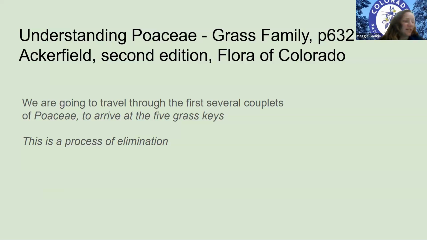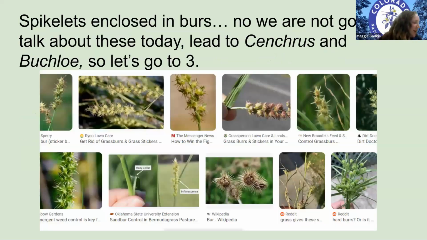If you have one, it starts on page 632. And as I noted, it's a process of elimination. So it's really not that hard to get to the family key. The first thing you're asked about is if there are spikelets enclosed in burrs or not. A dichotomous key is based on a couplet. It's like, is it this or that? And then you go to the next number, this or that, next number.